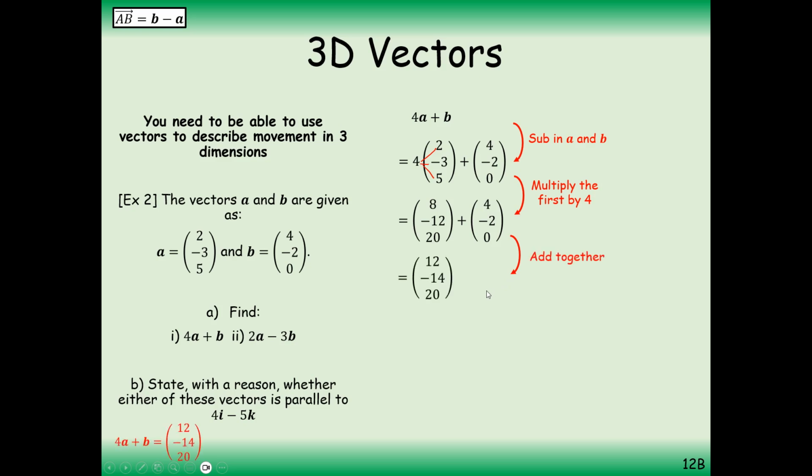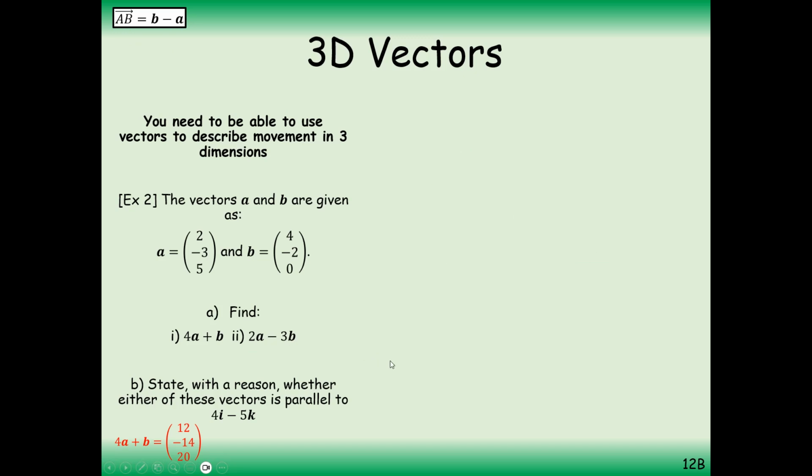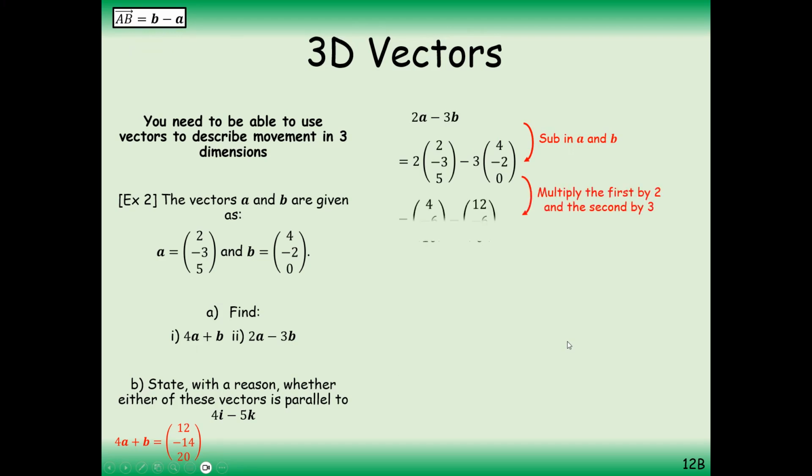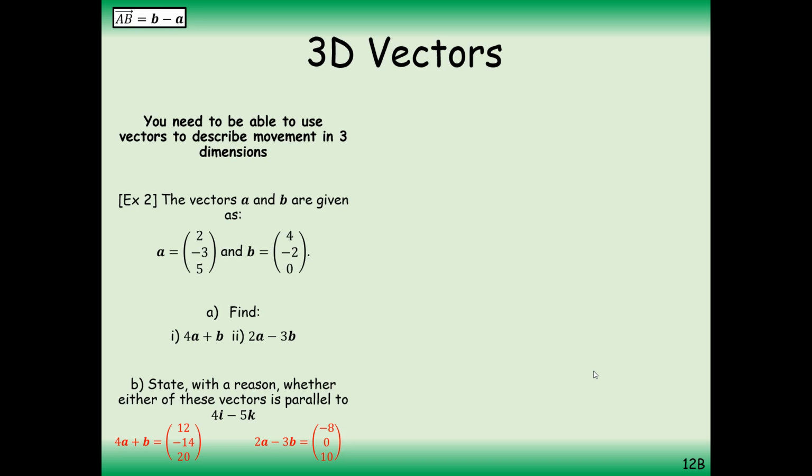And then let's look at 2a minus 3b. We're going to multiply the first vector by 2 and the other vector by negative 3. Therefore, we'll have 4 minus 6, and 10 take away 12, minus 6, and 0. We end up with -8, 0, and 10. Let's put it in the bottom corner there. Now let's read part B here.